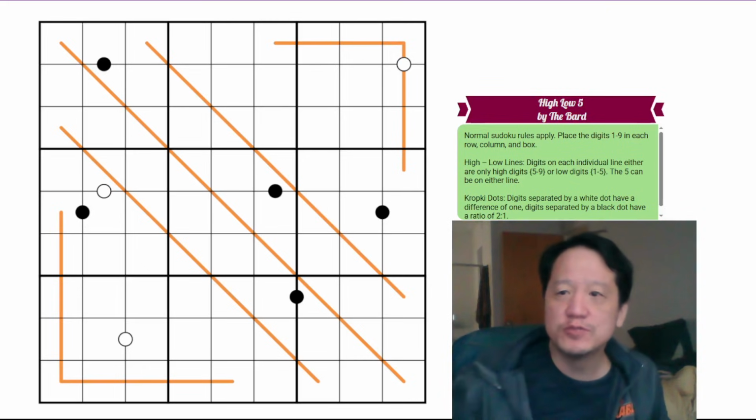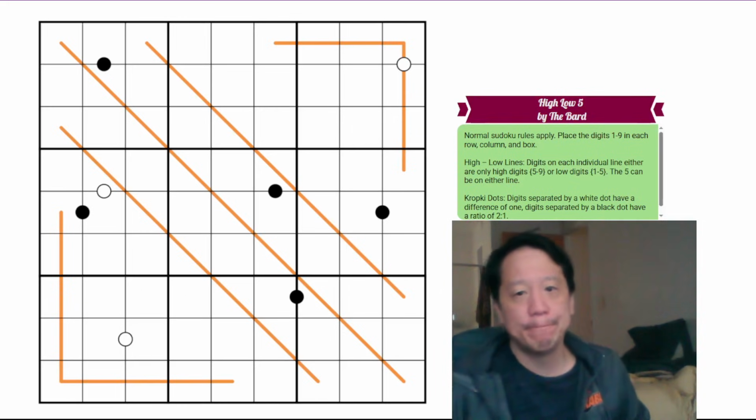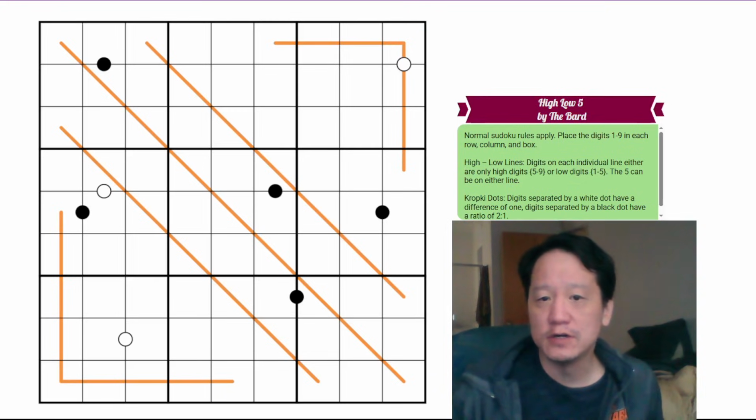And take that easiness with a grain of salt, because it's considered easy by the people on the Logic Masters Germany forum, and there's a lot of really smart people there. Today's puzzle is called High-Low 5 by the Bard, and here are the rules.